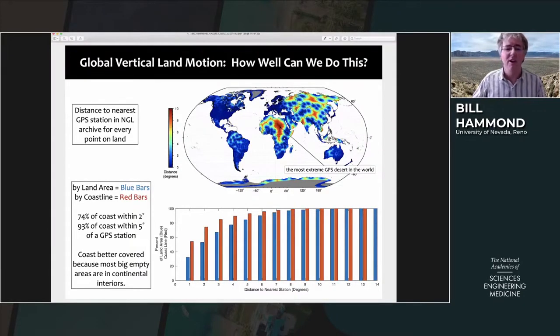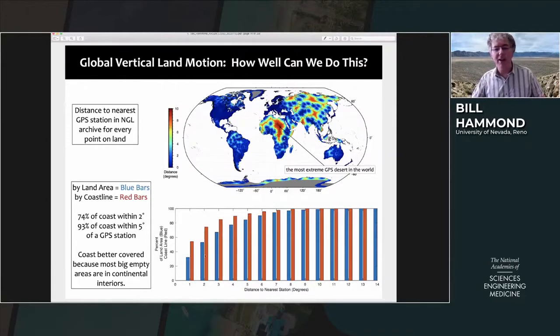So this is the spatial part of the uncertainty. And where it's blue, we have a short distance. Most of North America is within a few kilometers or maybe 10 kilometers of a GPS station. Places where we're not doing so well, Asia, that's a function of our own database, not necessarily all the data that the Russians and the Chinese have, but just what's in the NGL database. And then Africa has a huge empty quarter in the middle, in the northern desert up there. The most extreme GPS desert in the world is right near the intersection of the boundary of Egypt and Libya, Chad and Sudan. So that's the point on Earth furthest from any GPS station, not including the oceans.